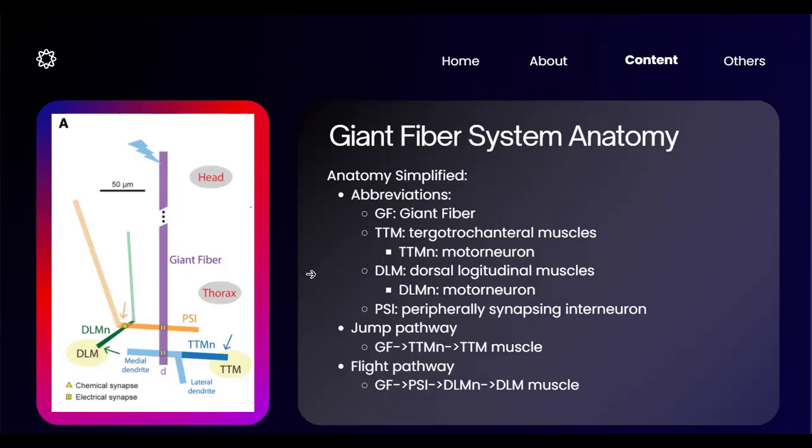So the general pathway for the jump pathway is we're going to go from GF to TTMN, and the N abbreviation just means motor neuron. So TTMN to TTM muscle. And then again, with the flight pathway, we're going GF, PSI, DLMN to DLM muscle. So those are the two pathways that we'll be looking at to see how that affects the escape response latency.